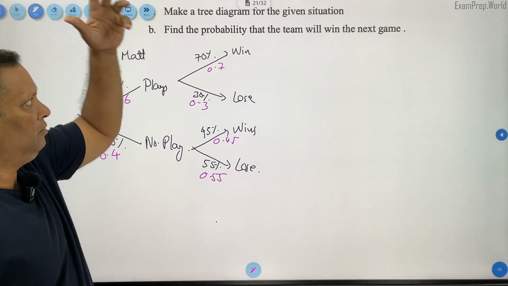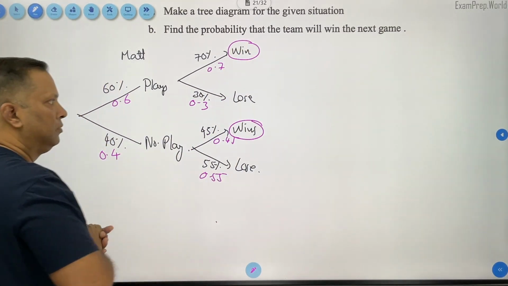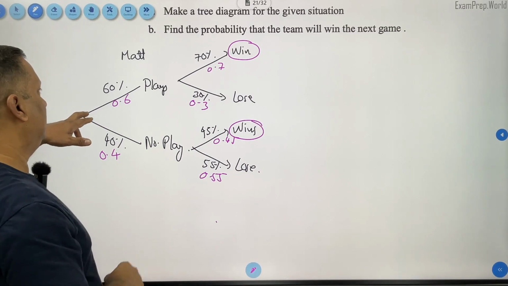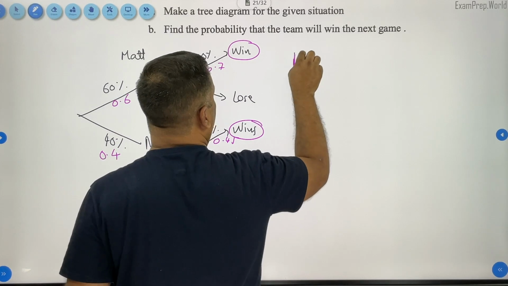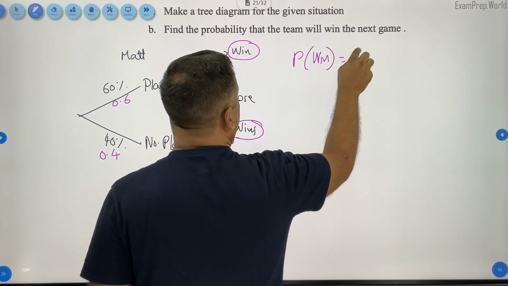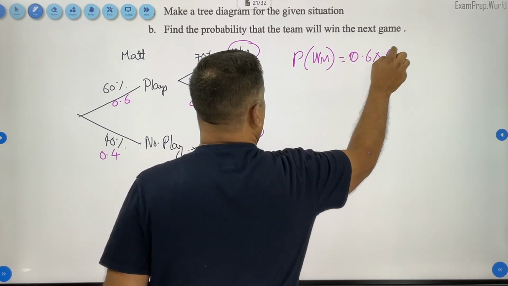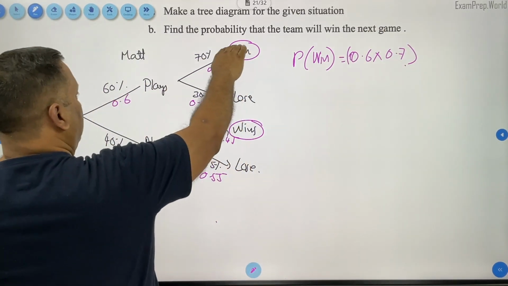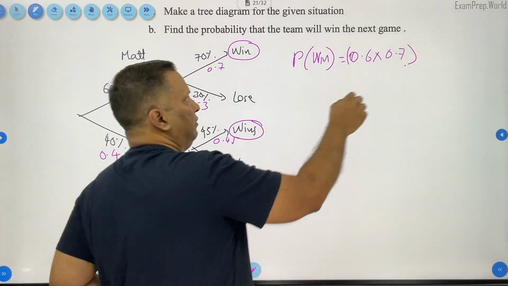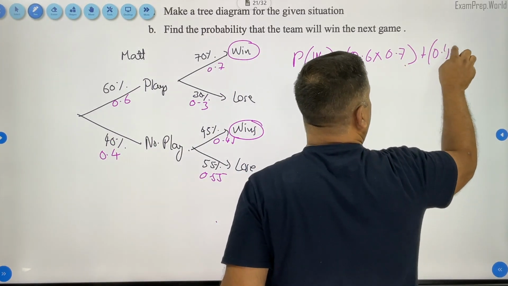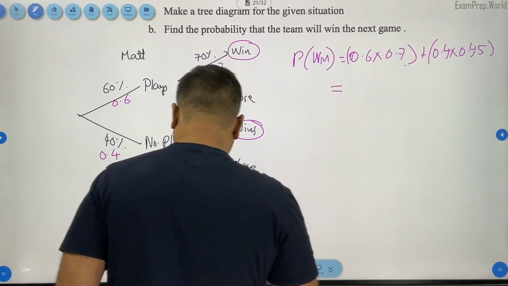Find the probability that team will win the next game. So where are the wins? I see win is here and win is here, right? So calculate the probability. To reach this win, we have to multiply 0.6 and 0.7. So probability of winning is 0.6 times 0.7 on this route plus this route 0.4 times 0.45. If you add them, you get your answer.